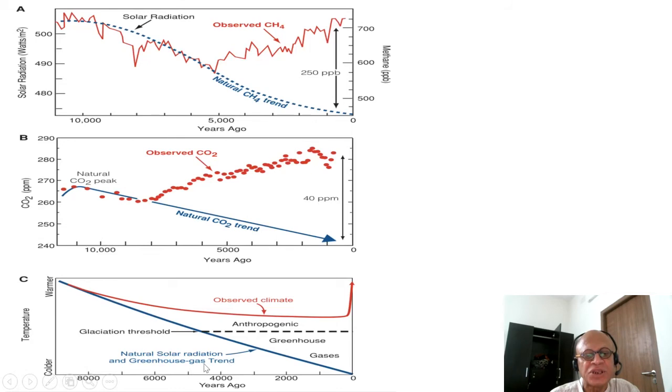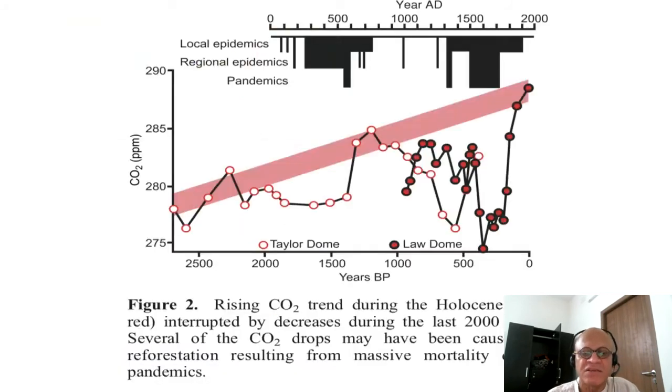Natural solar radiation and greenhouse gas trend should have brought us here, and there is the glaciation threshold, which we crossed around 4,500, 4,200 years or so ago. But the observed climate has been heading in this direction, and we have remained way above the glaciation threshold, again because of these methane and CO2 increases because of human activities.